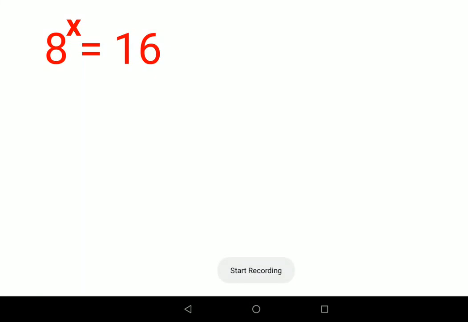Welcome everyone. So today we are going to solve a very nice indices problem, which is 8 raised to x equals 16. Now normally, students, what I tell you all is to write this 16 in terms of 8, which can be written as 8 into 2, and this will remain as 8 raised to x. This is not wrong. This is absolutely okay.